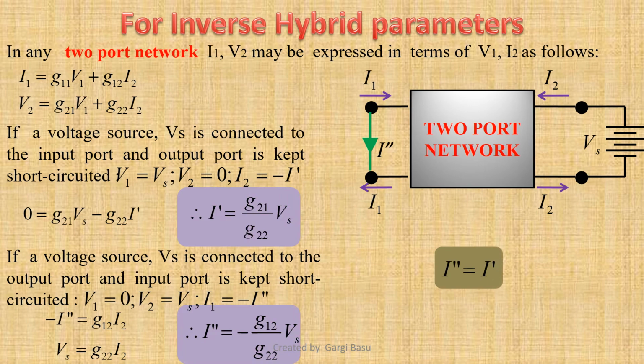Therefore, we can write G12 equals minus G21. That is the condition for reciprocity for inverse hybrid parameters.